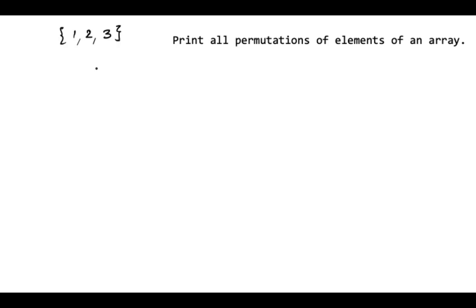If the array is 1 2 3, then the permutations of 1 2 3 are 1 2 3, 1 3 2, 2 1 3, 2 3 1, 3 2 1, 3 1 2. These are the six permutations of these three elements, right? How can we do it?